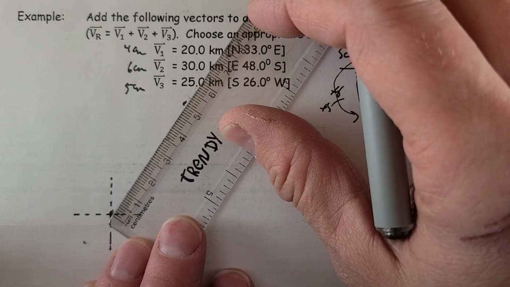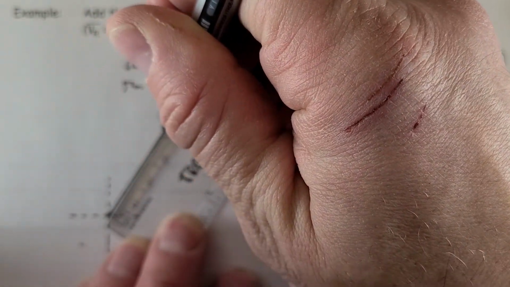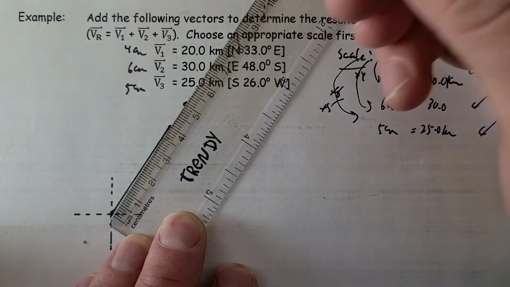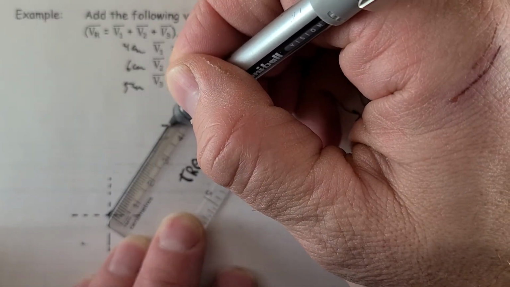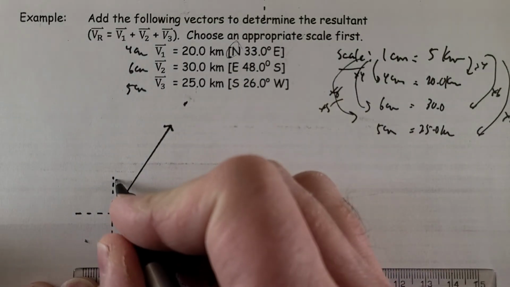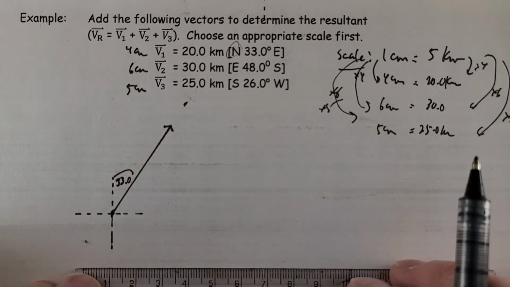So measure it up, 4 centimeters. So right there is 4. So make my arrowhead right there. And there we go. So north 33 east. So north 33 east would be that angle.